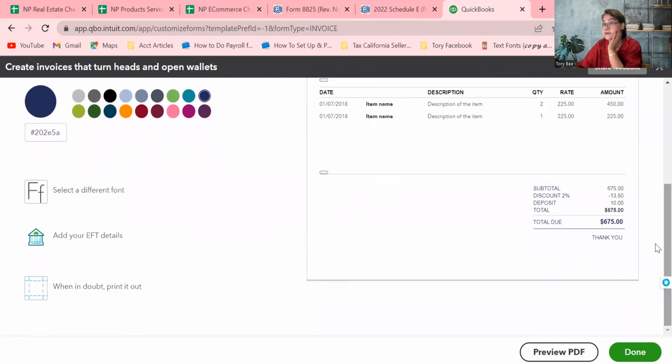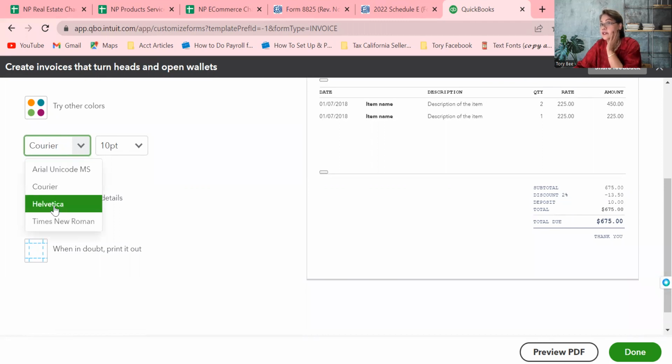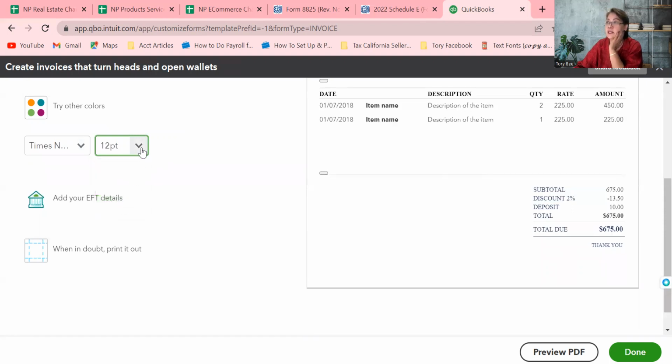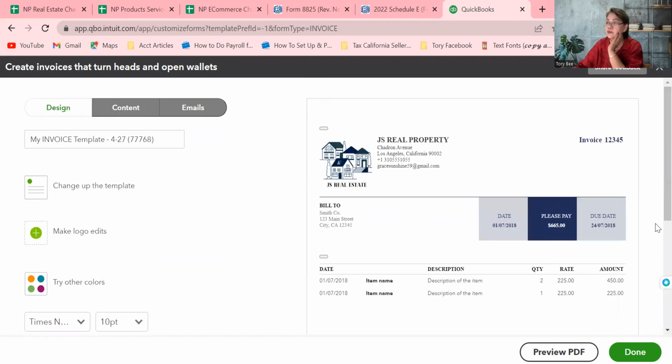Anyway, here we can select the font. I like Helvetica. This one is Courier, Times Roman. Okay, the size. Okay, like that. It's big. Well, no, that's very big. Let's go for 10.